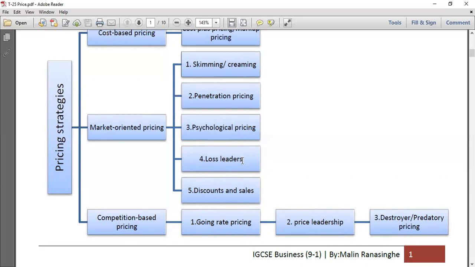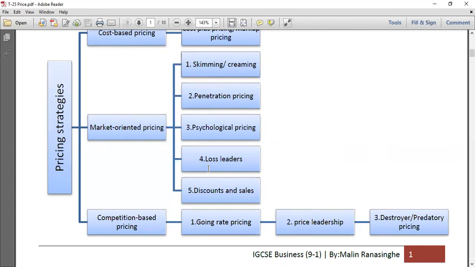Sometimes selling at a loss leader, so selling at a low price temporarily. That is loss leader pricing. Sometimes the main product, let's say a mobile phone, is sold at a low price, but the accessories are expensive: sometimes the charger, the earphones, the SIM card, the memory chips. Or Netflix, the subscription is cheap, but when you want to upgrade, it is expensive, right?